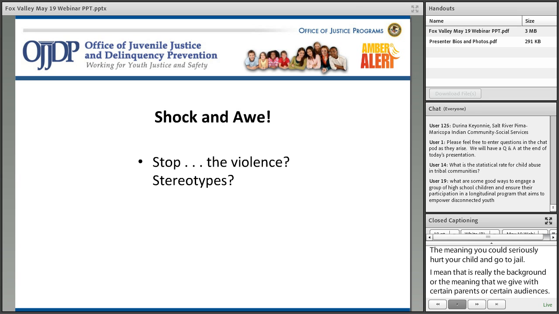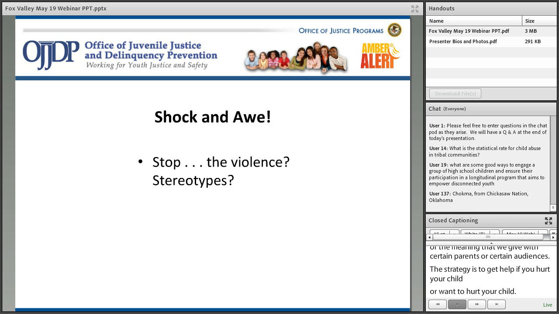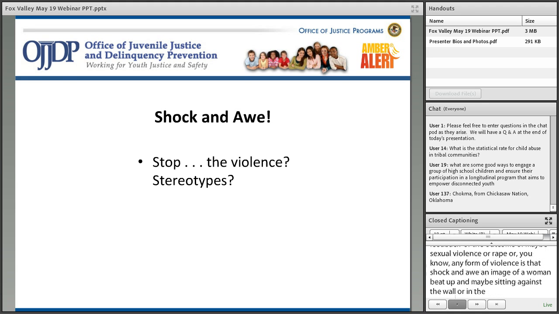In this one, I had an image here, but it was deleted, and I understand. But one of the things that doesn't resonate well when we look at feedback or the outcome of sexual violence or rape, or any form of violence, is shock and awe. An image of a woman beat up and sitting against the wall or in the corner, or a child sitting in the corner, those really capture your attention, but the attention doesn't carry out so that throughout the day or the week, someone says, wow, I'm just going to go out and spread the word and share what information I have about what child abuse looks like.